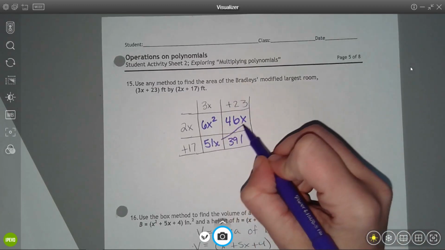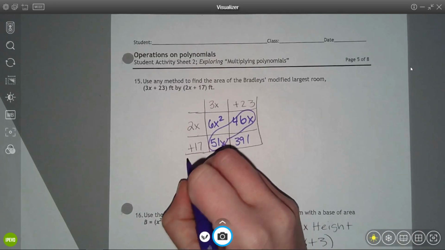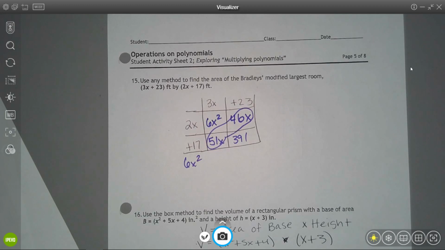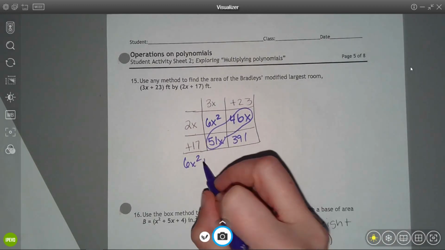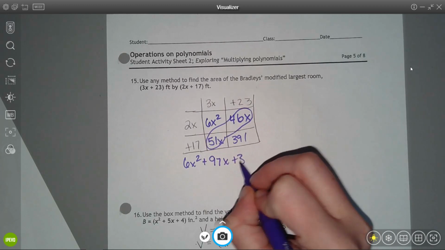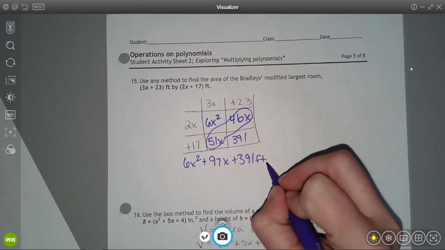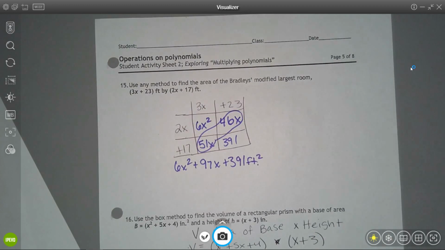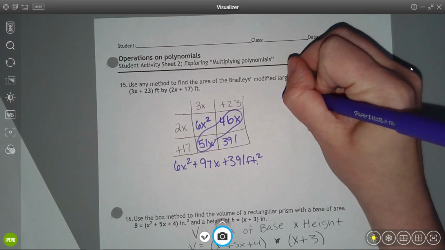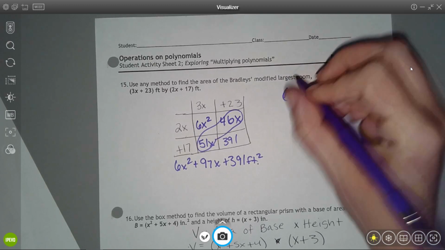We're going to combine the diagonal here, and I get 6x squared. And then 46 plus 51 gives me a positive 97x. And then bring down that plus 391 feet squared. Okay. Using our FOIL or distributive property, it helps if I write the problem out here.